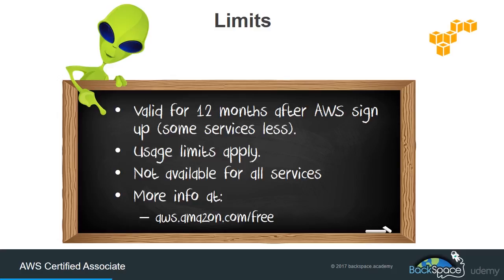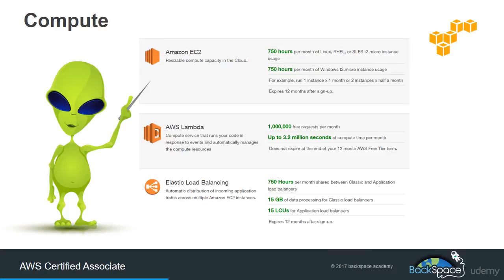And also some of the services are even less than 12 months. Some of them are only 2 months, for example. So if you've got an old account and you're going to use one of these services, you might get a bit of a surprise at the end of the month on your bill. Usage limits apply. If you want to create the next Facebook using the free tier, that's not going to happen. So this is for small instances and small services for R&D purposes mainly. It's not available for all services, but you can get more information on what is available at aws.amazon.com/free.